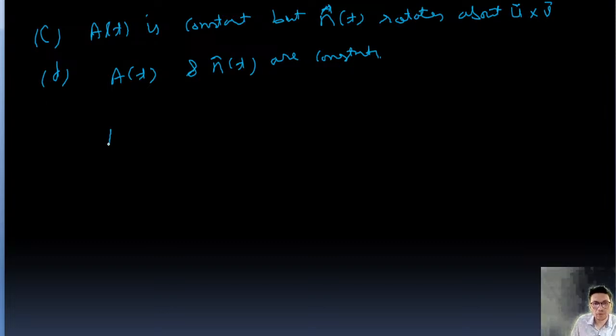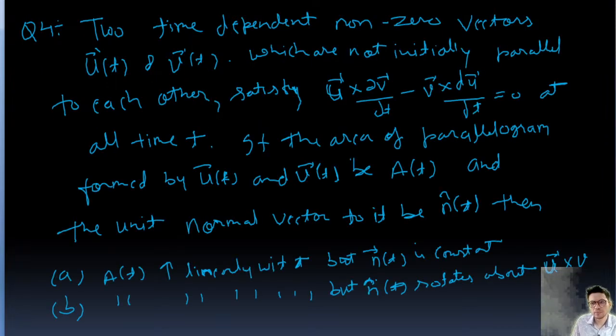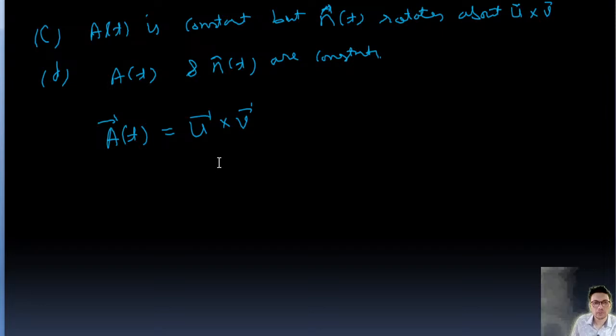So guys, we know A(t) vector is U cross V, right? U and V are functions of t. U cross V, this we know, right? It is the area of parallelogram. This is vector U cross V. Vector A, that area vector, is U cross V.